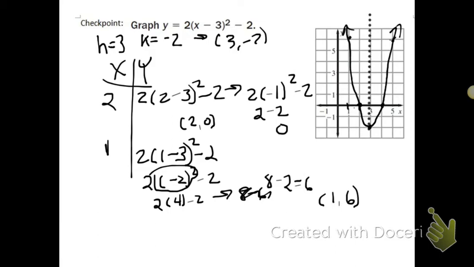And there is our graph. Notice a value positive 2, it opens up, and the larger the a value, the narrower it is, and that's what we have.